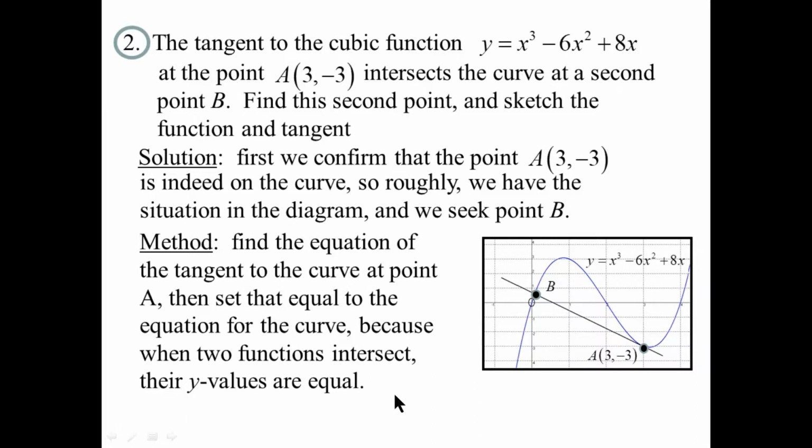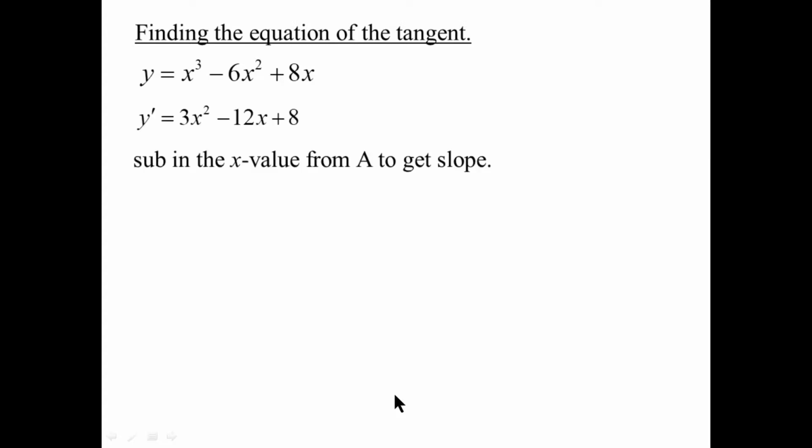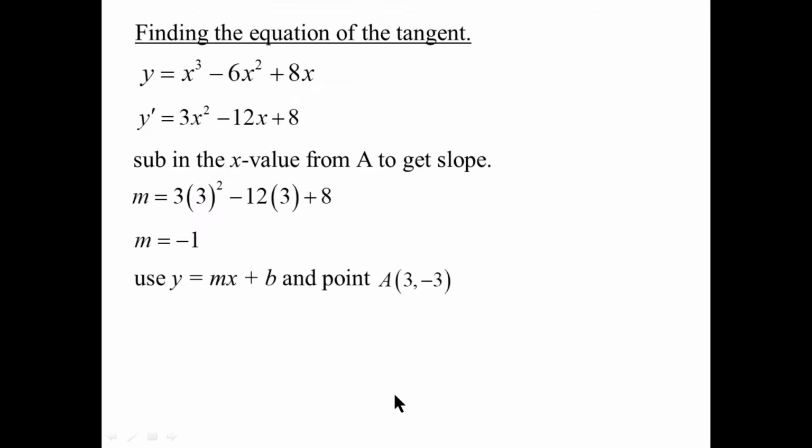Find the equation of the tangent to the curve at the point. Here we go. There's the function, there's the derivative. Sub the x value in from point A, that'll give us a slope, m. Subbing in 3, because that was the point A. And 3 squared times 3 minus 12 times 3 plus 8 is negative 1. So we have our slope.